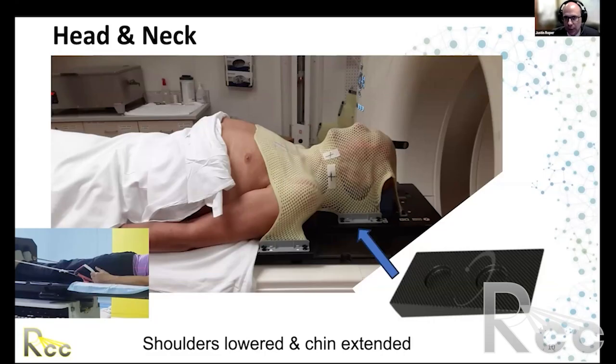So two sets of hands working up top on the head and neck area, and then a final third set forming the mask to the shoulders and pushing them down and out of the way so that beams can come in laterally to treat the neck nodes without first passing through the shoulders.